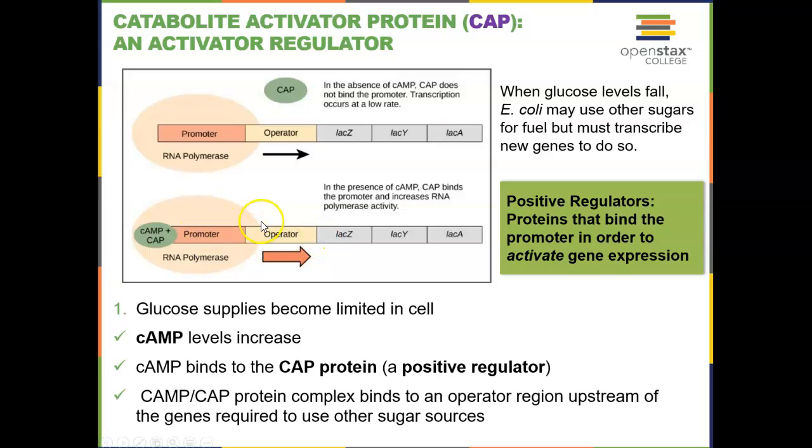Now, does this happen even when there is glucose? Yes, it will still happen. So even in the absence of cyclic AMP, CAP doesn't bind to the promoter, but the transcription of these genes goes through very slowly. So in this case, we can speed it up, make it go faster when we need to utilize lactose.